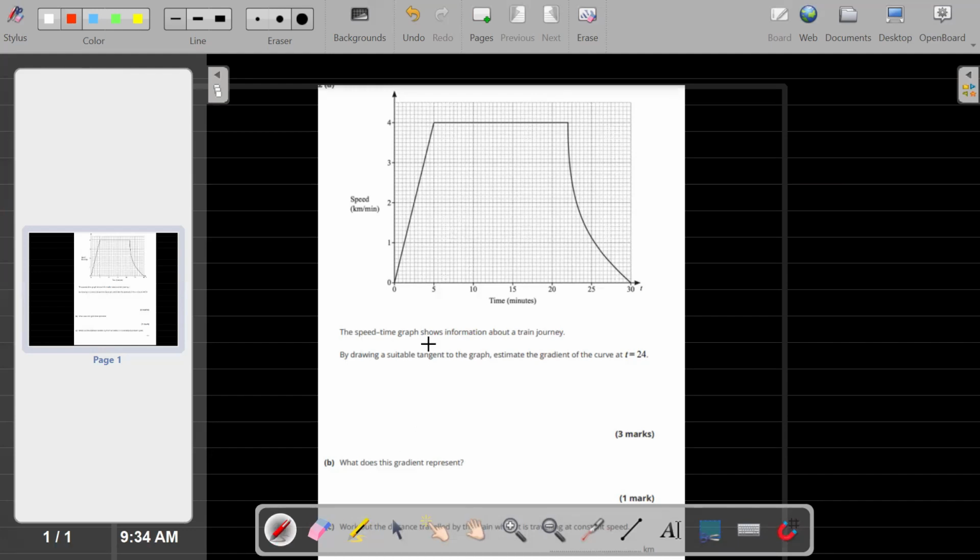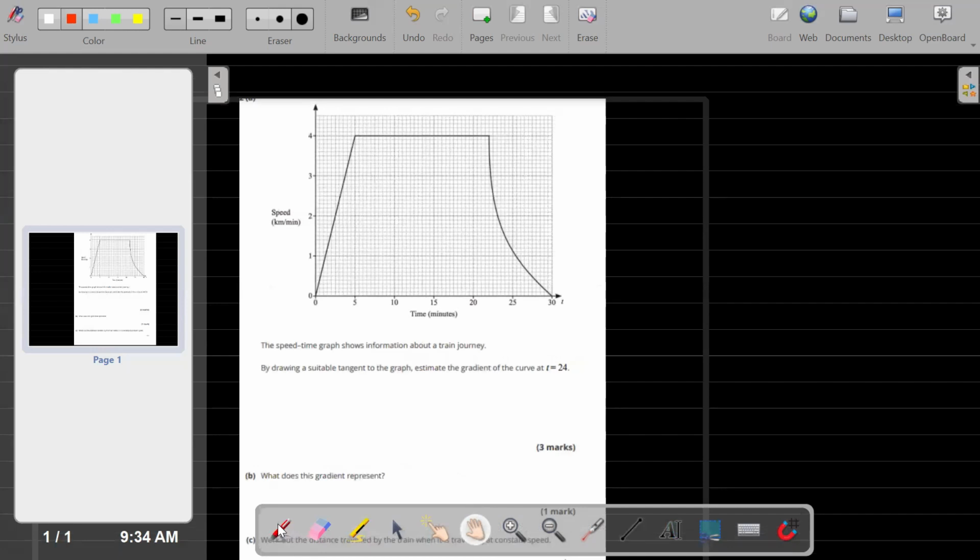Now if this kind of question is coming here, what are we going to do? It says that the speed time graph shows information about a train journey. Last time I told you about a conversion factor, and a few processes. One was, if there is a speed time graph, what are you going to do? You can calculate acceleration by taking the gradient. Acceleration will be obtained by taking the gradient.